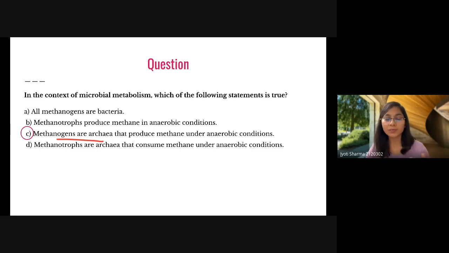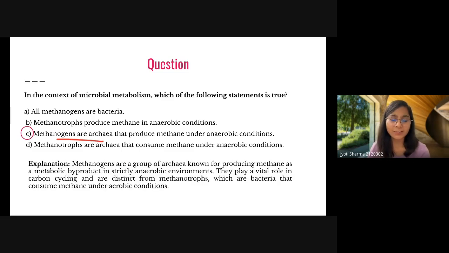and eubacteria. So archaebacteria are the bacteria that can thrive in very extreme condition, right? And if the condition is not extreme, then there will be an abundance of eubacteria. So methanogens are archaebacteria because methanogens will be present in very extreme condition. That's why these are part of archaebacteria, and these methanogens will produce methane under anaerobic condition.